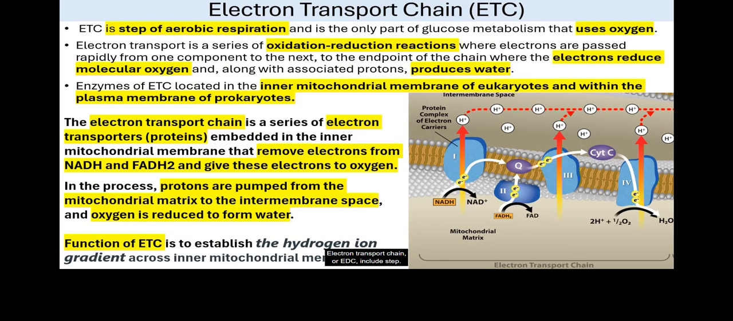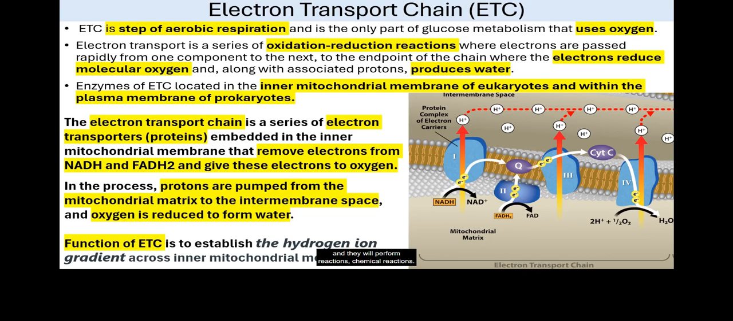Electron transport chain, or ETC, is the next step. This is the step of aerobic respiration, and it's the only one which directly uses oxygen. You can see oxygen in here. And it's called electron transport chain because you can see these are different proteins.